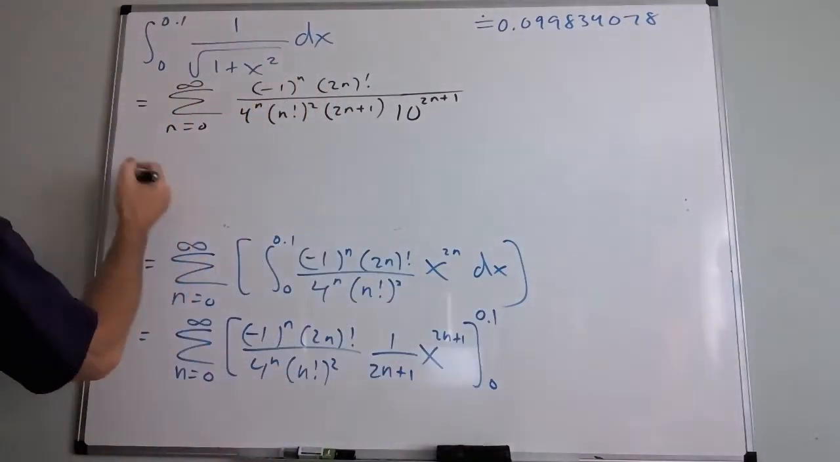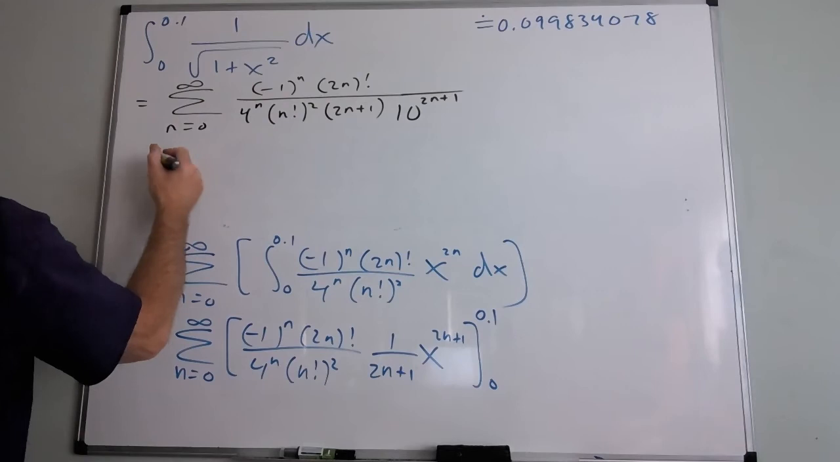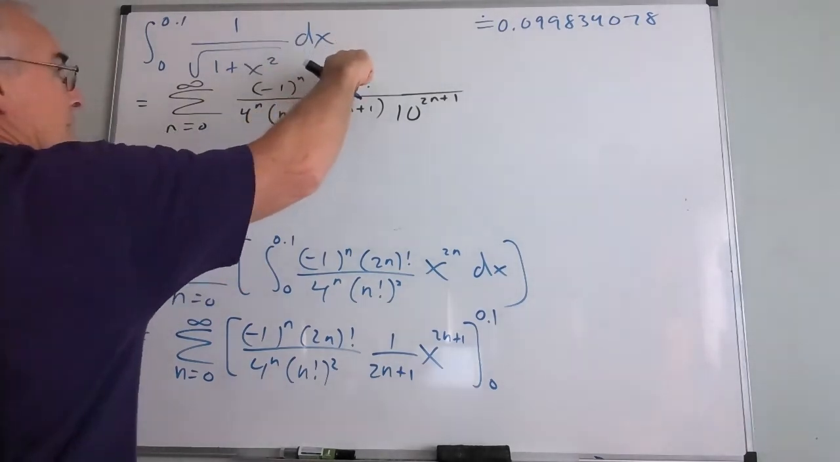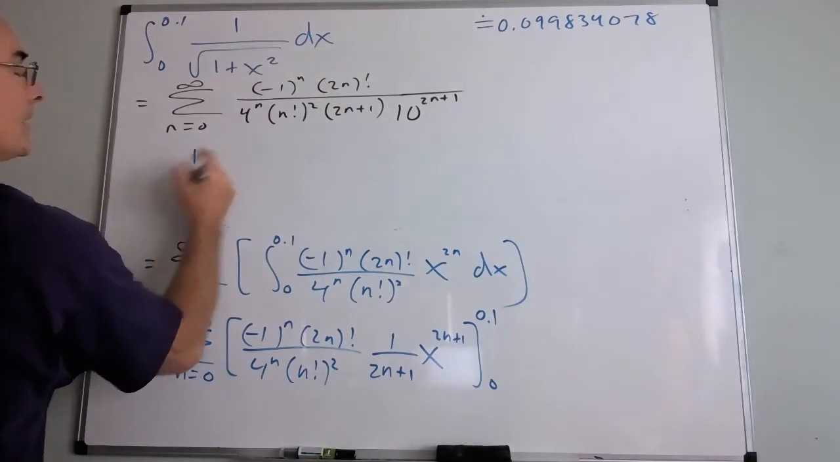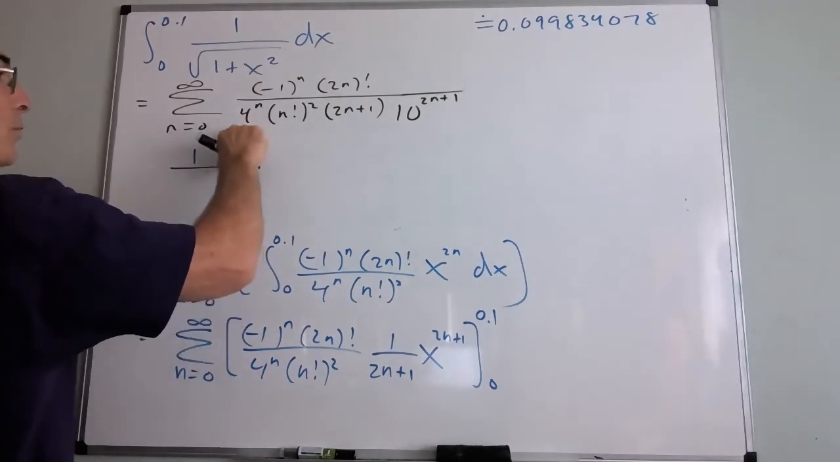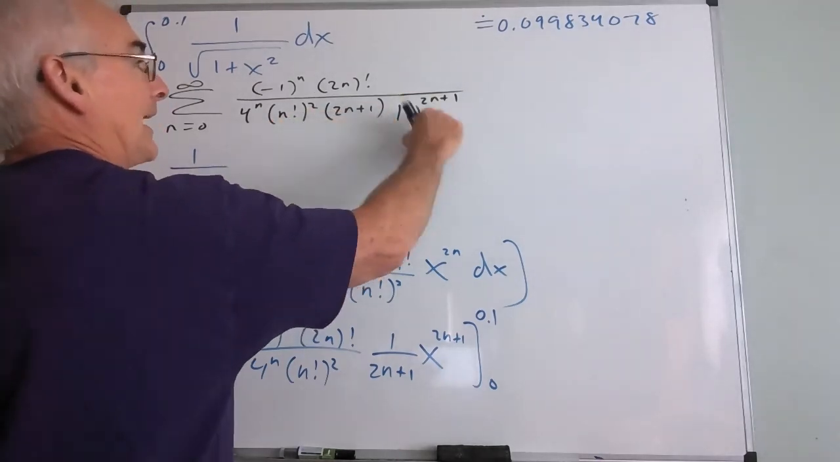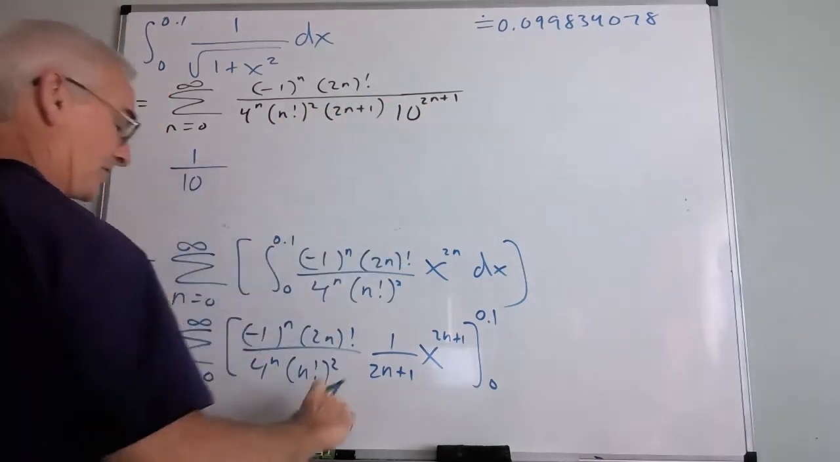So if we said, all right, what's n equals 0? For n equals 0, I have +1, 0 factorial, that's a 1. When n is 0, that's a 1. That's a 1 squared. When n equals 0, that's a 1. And that's a 10. Okay, there's my first term.